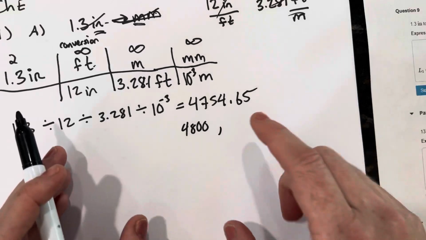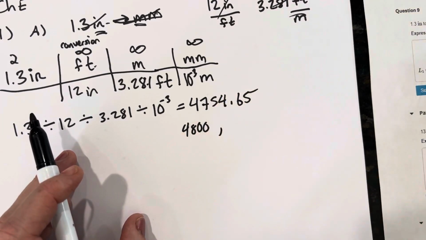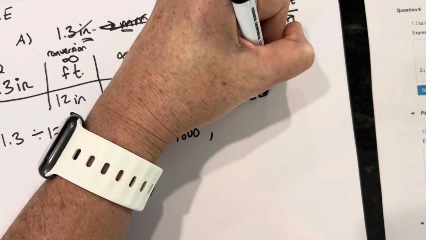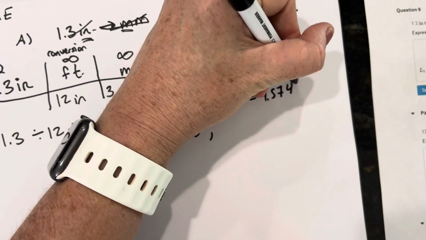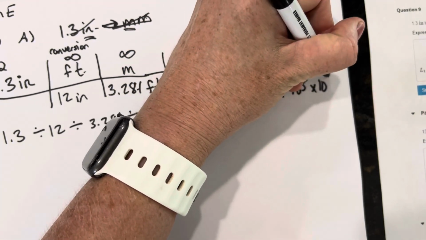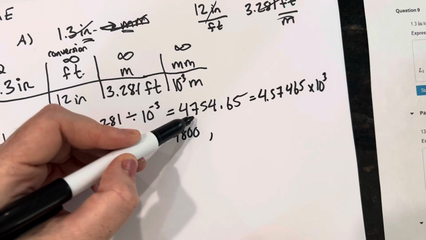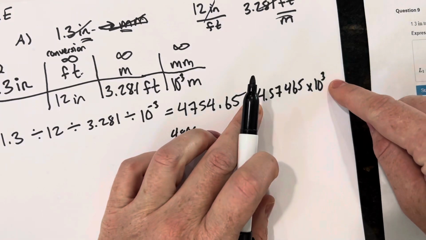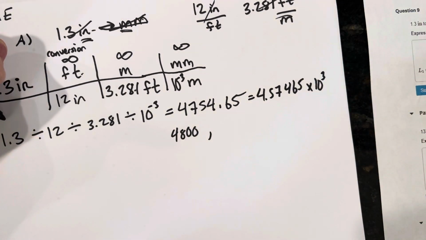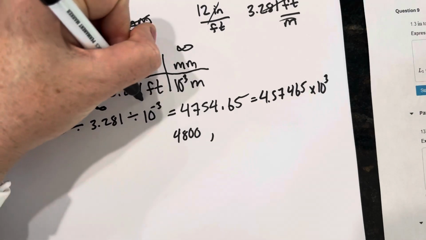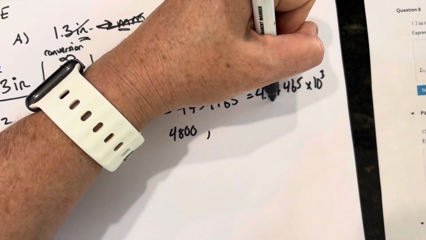But that's not so easy all the time to see, so put this thing in scientific notation. This would be 4.75465 times 10 to the third, because you'd have to move that decimal place 3 times. This, then, it's easy to say, hey, this has 2, infinity, infinity, infinity, therefore this should have 2. You underline 2.